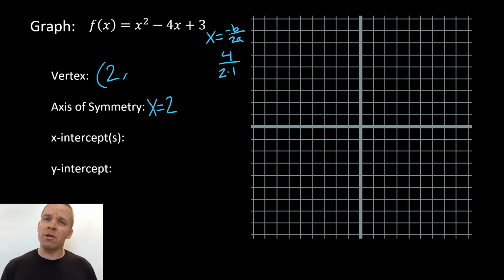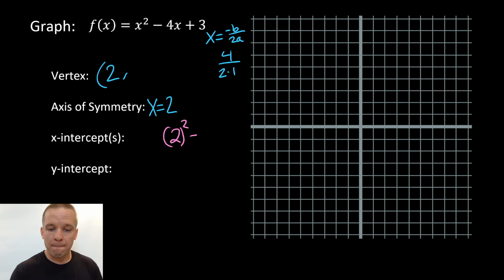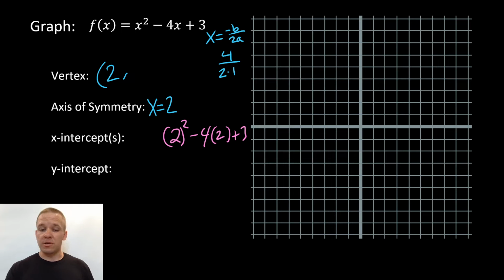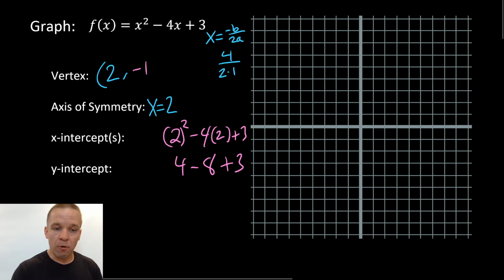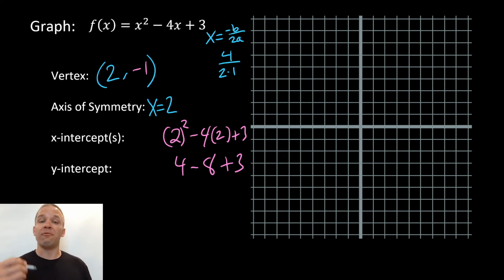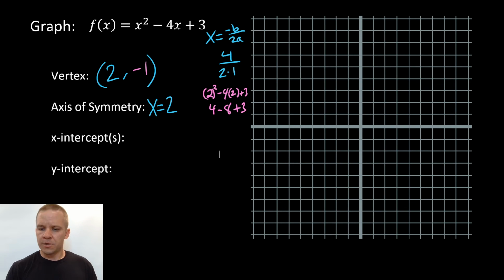Now, how do I get my y-coordinate of the vertex again? I'm going to plug that 2 back in, and that'll give me my y value. So if I do that, I'm going to have 2 squared minus 4 times 2 plus 3. So 2 squared is 4 minus 8 plus 3. That's going to give me negative 1. So I get negative 1 for my y-coordinate of my vertex. We're cruising, baby. All right. So let's go ahead and graph that point and then see what else we can do. So 2, negative 1 is going to be right down here.